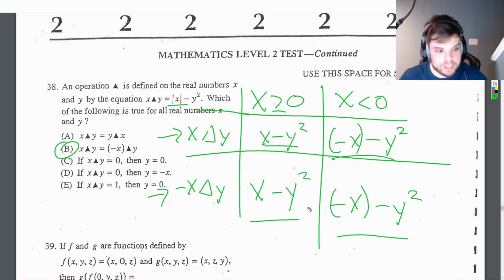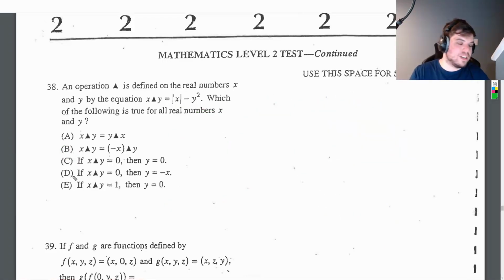Let's quickly talk about C, D, and E. If x triangle y is 0, then y is 0. No. Or if absolute value of x equals y squared. If x triangle y is 0, then y equals negative x.